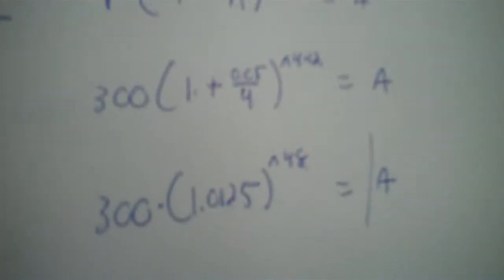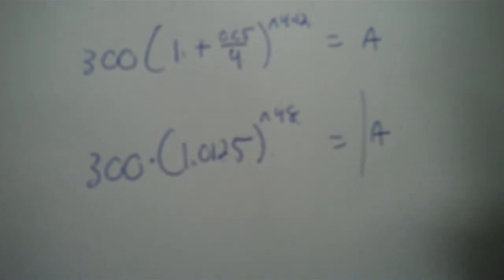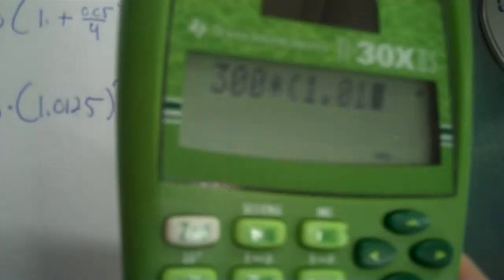Now, after the parentheses has been simplified and the exponent's been simplified, you're ready to solve it. You're solving for A. You don't have to do anything because A is alone in the equation, all by itself. So if it's alone, you just punch that side in, and that tells you your A. 300 times parentheses 1.0125 to the power of 48. Okay, $544.61.